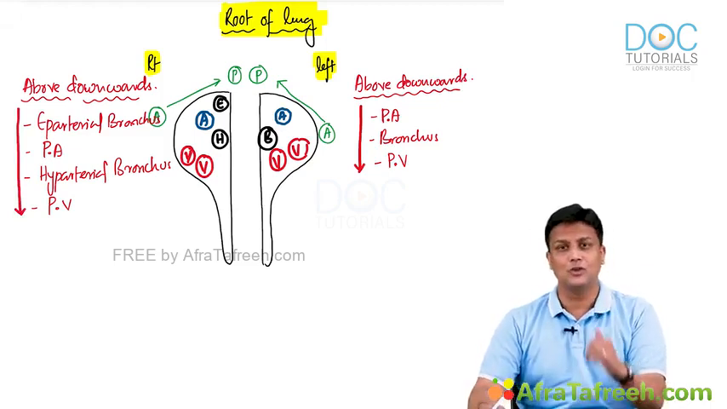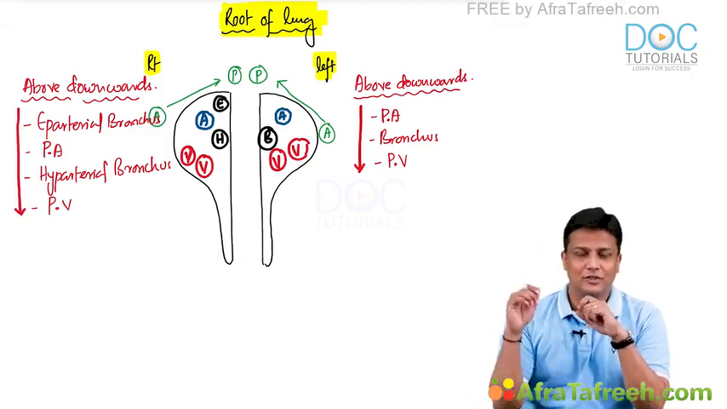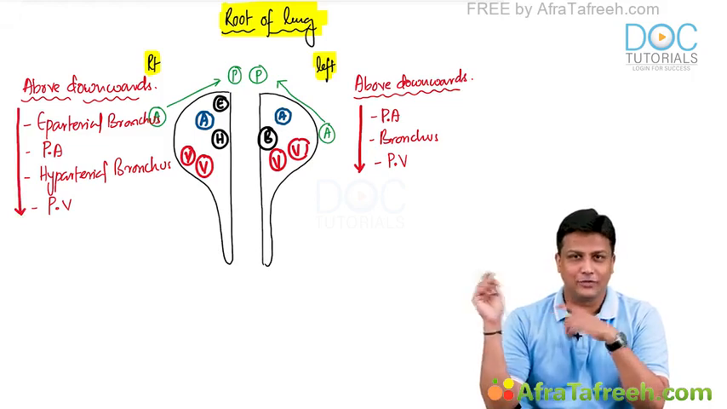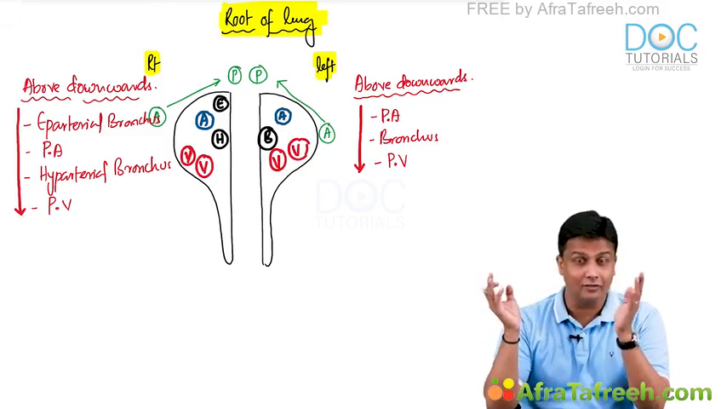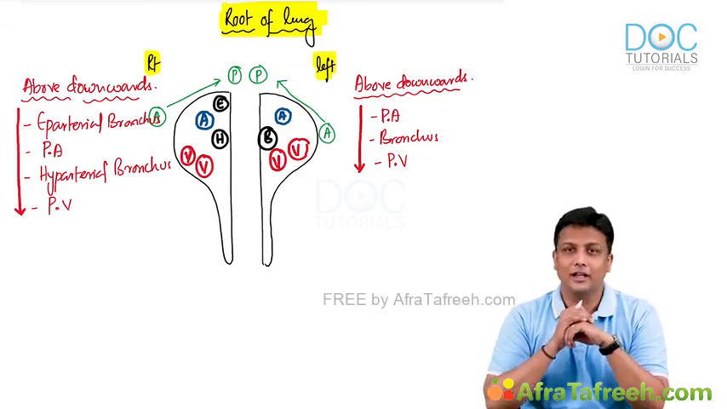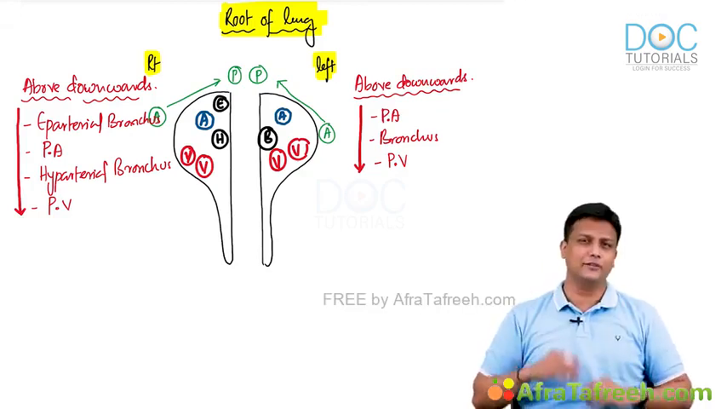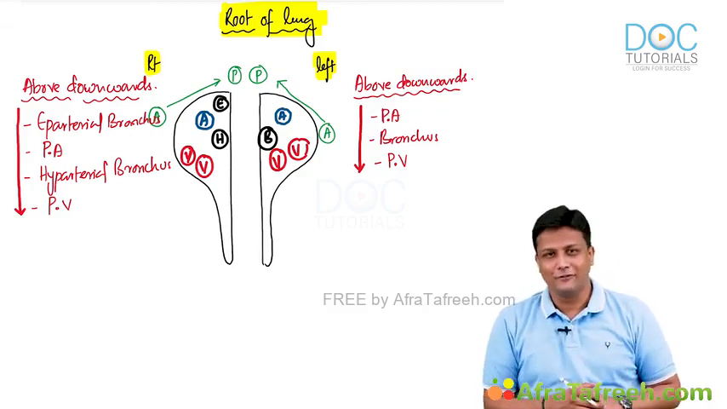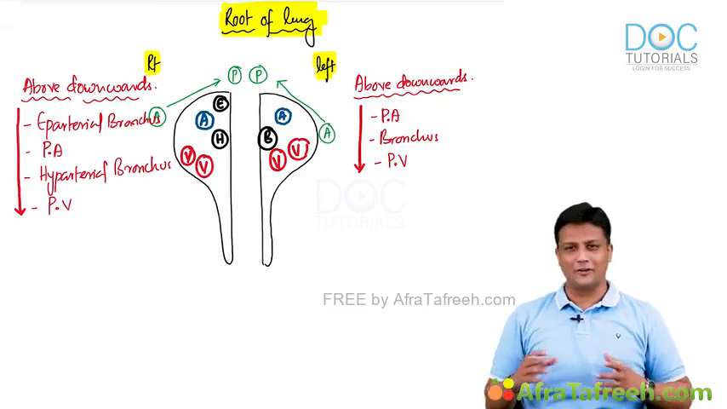And my dear friends, look at that list now. If you look at the root of the right lung and the left lung, the structures are arranged in a different manner. That's the reason why this topic creates a lot of confusion in the exams, and that is why it is a hot favorite of your examiners. Your examiners are trying to confuse you.